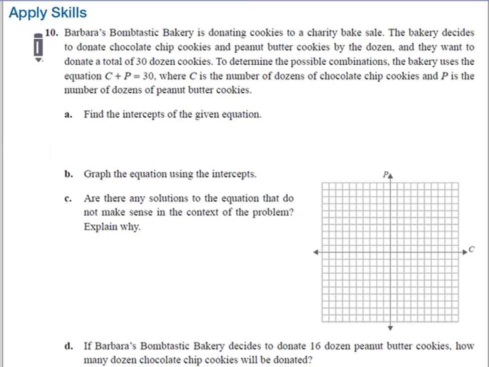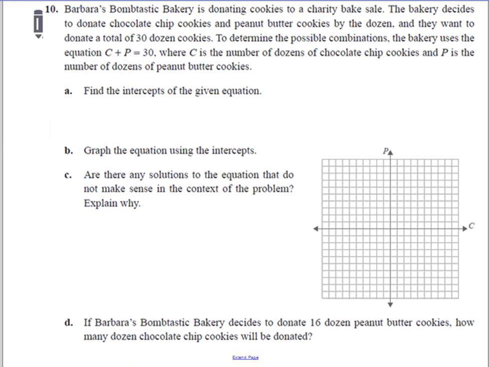Okay. So our first story problem, we're revisiting Barbara's Bombastic Bakery. And they're donating cookies to a charity bake sale. The bakery decides to donate chocolate chip cookies and peanut butter cookies by the dozen, and they want to donate a total of 30 dozen cookies. To determine the possible combinations, the baker uses the equation C plus P equals 30. C is number of chocolate chip cookies by the dozen, and P peanut butter cookies.